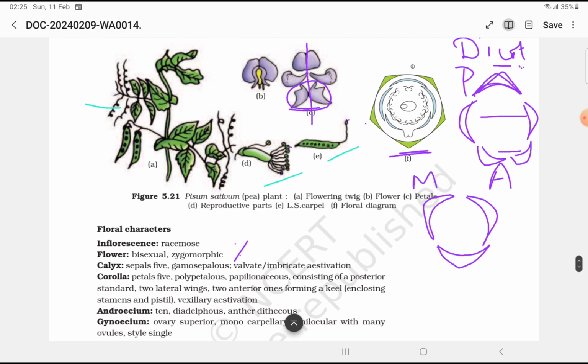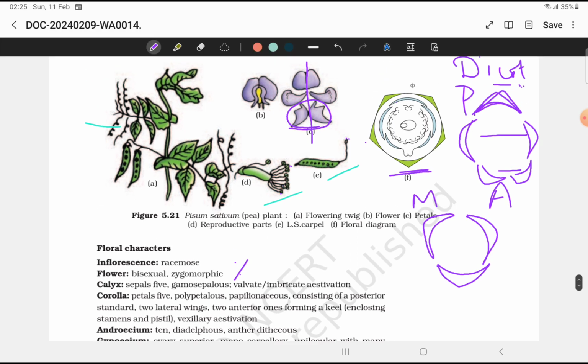So the androecium is diadelphous, 2 bundles, 10. Here you can count 1, 2, 3, 4, 5, 6, 7, 8, 9, and 1 is separate. 2 different bundles, diadelphous, 9 plus 1. All the 9 will be in 1 bundle, 1 is separate. Anther dithecous. It will be like this, with 2 anther lobes present. So this is the dithecous anther.